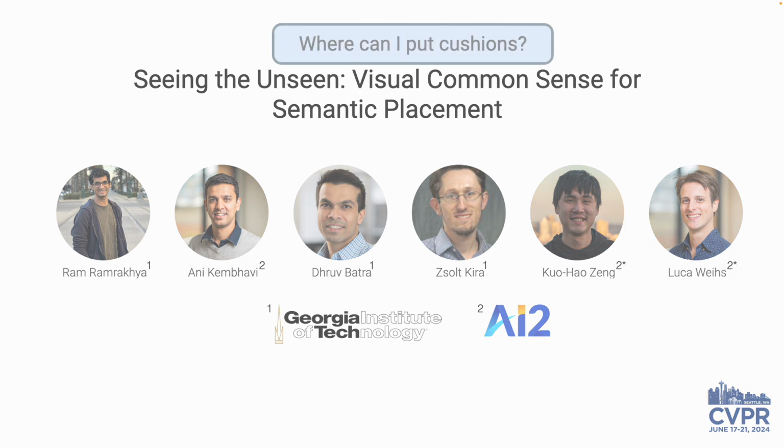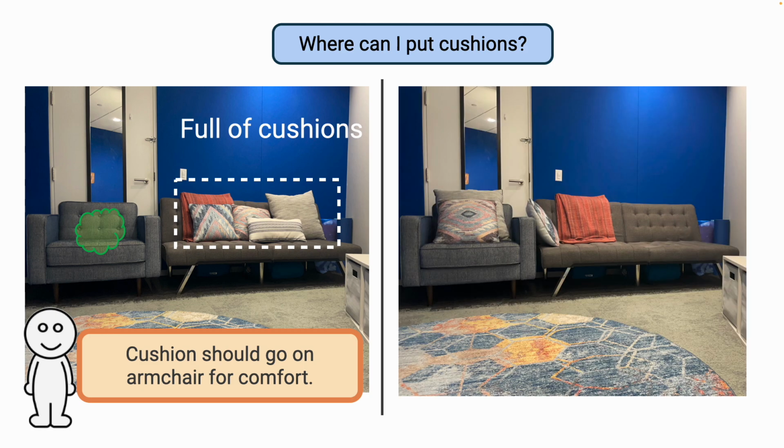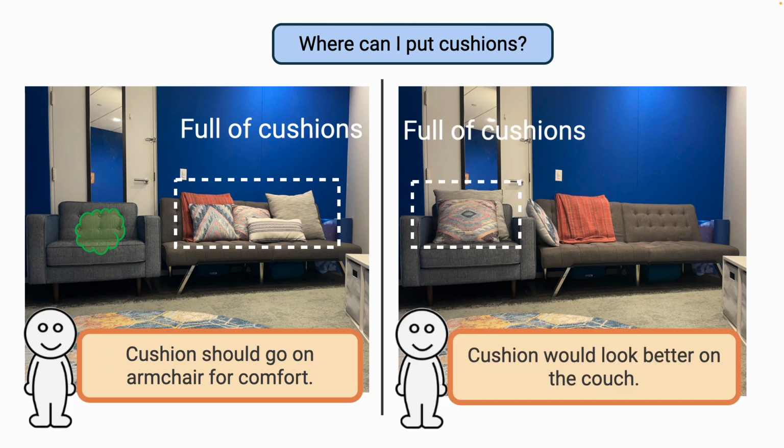in indoor environments. Consider asking a person where I can put cushions in the living room. People can reason about correct receptacles to place the cushion, armchair and couch in this case, and for that the cushion should go on the armchair to maximize comfort as the couch is already full. Similarly, if the visual context changes, we can now say that the cushion should go on the couch, either in the center or on the right side of the armrest.